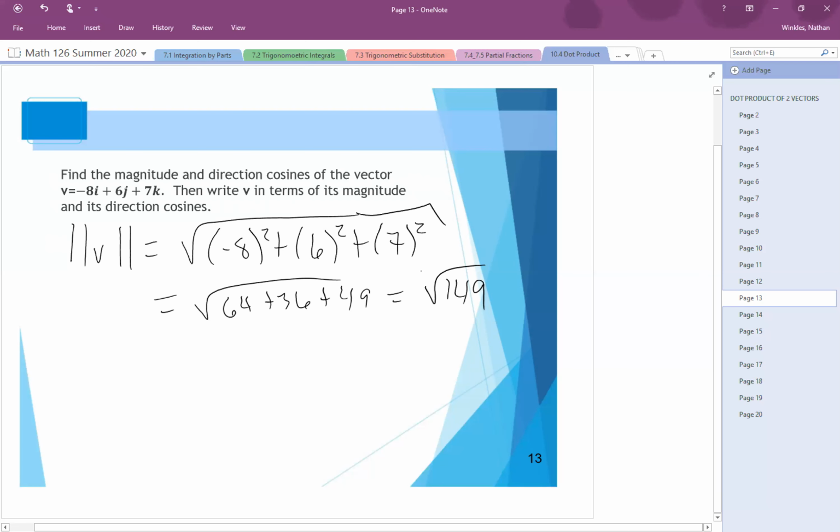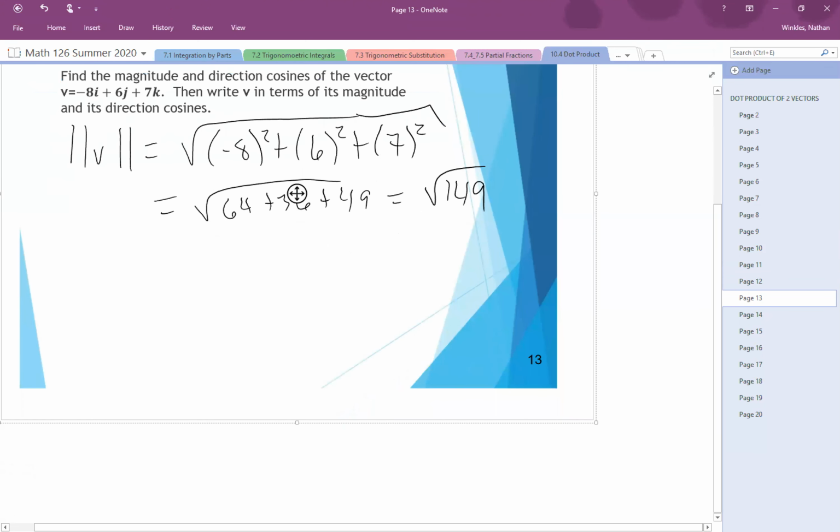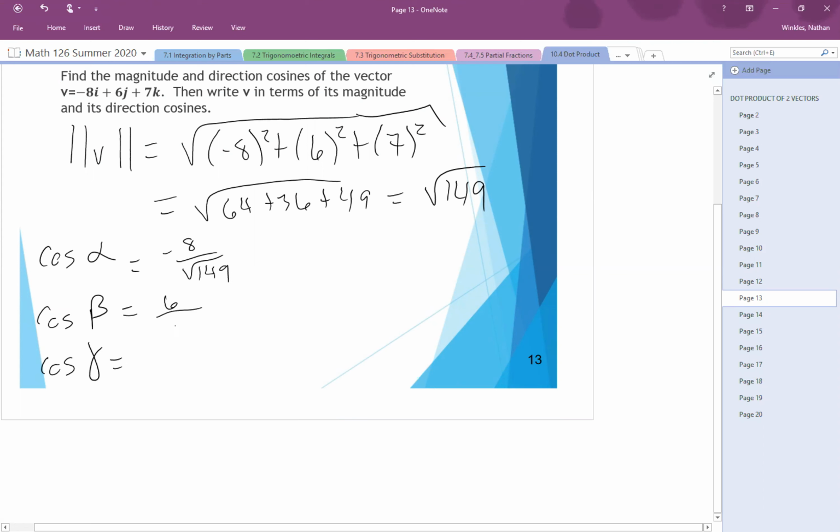So we're told to find the direction cosines. Therefore, we have cosine alpha, cosine beta, and cosine gamma. Cosine alpha is going to be negative 8 over the square root of 149. Cosine beta is 6 over the square root of 149. And cosine gamma is 7 over the square root of 149.